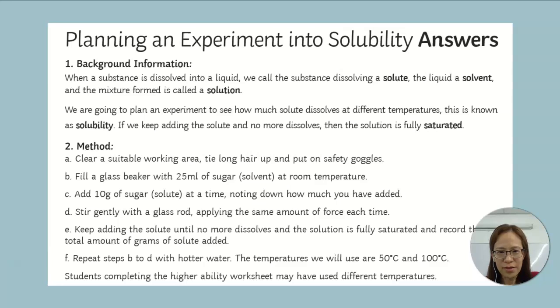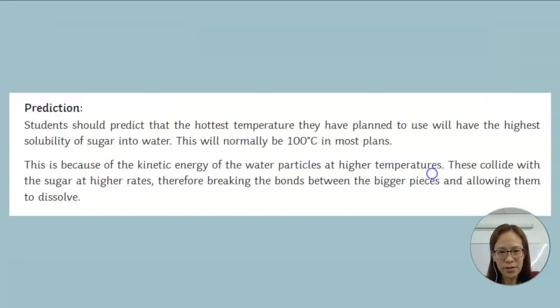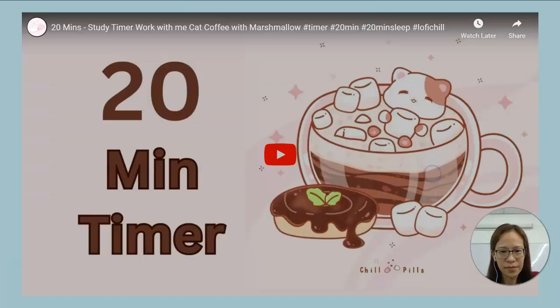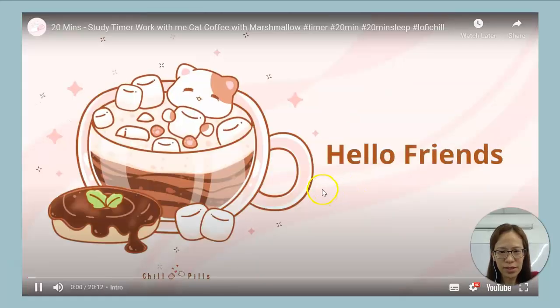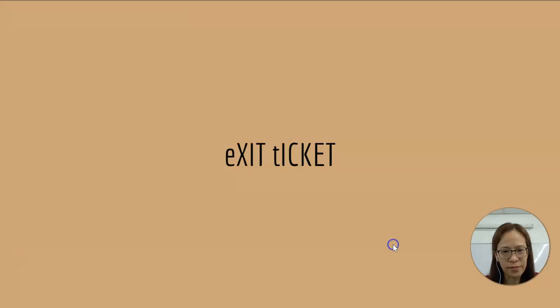This is how the answers will look like. And this is how the peer feedback form looks like. You take 20 minutes to do this activity. Next, hand in all your work and feedback form to the teacher.